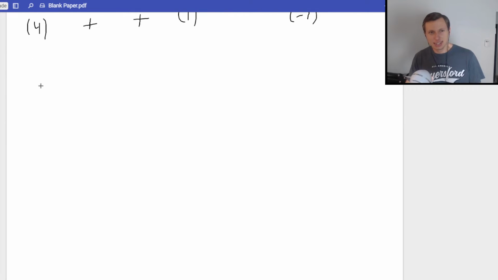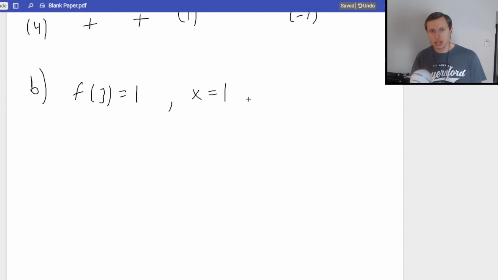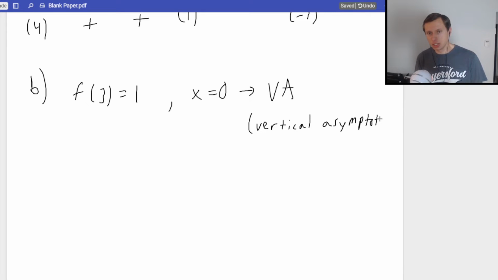Okay. So part B for this question, I want to draw it. And let's say this time I'm going to give you the values f of 3 equals positive 1. And I'm also going to say at x equals 0, there is a vertical asymptote, which I call VA. If you like abbreviations, I would call it VA, but not everyone does.